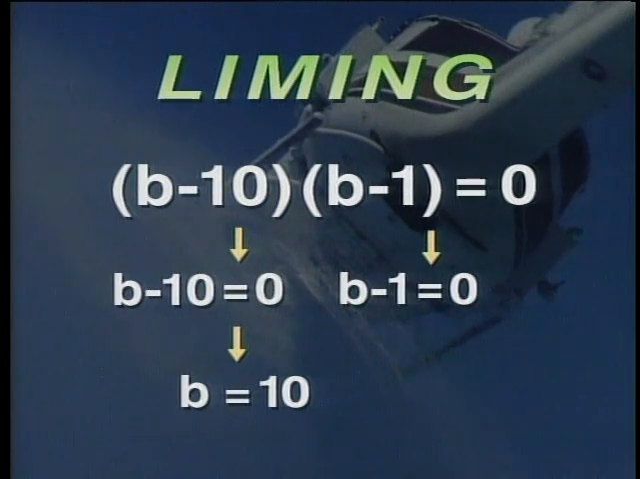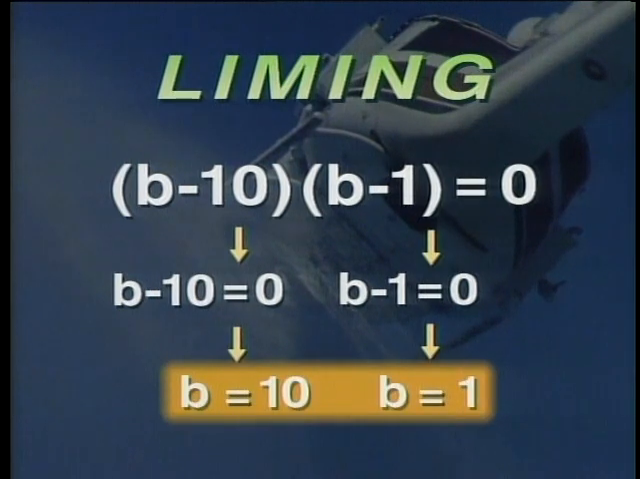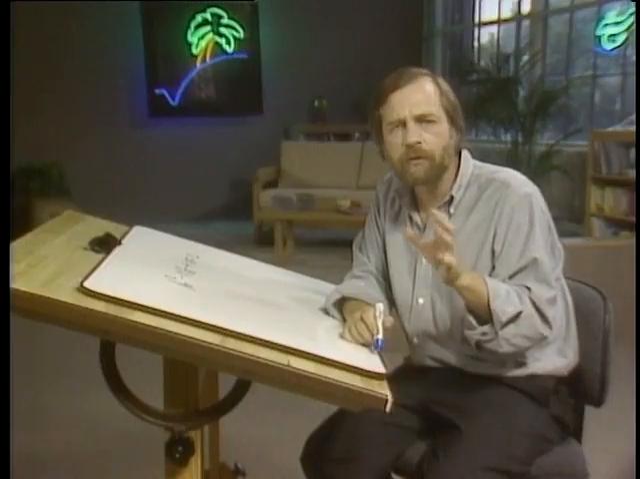We'll add 10 to both sides and get b equals 10. And we'll add 1 to both sides. We get b equals 1. Notice that we get not one, but two solutions. This is always the case for quadratic equations. Two solutions means that there's twice as many answers to get wrong, so we better check our answers.